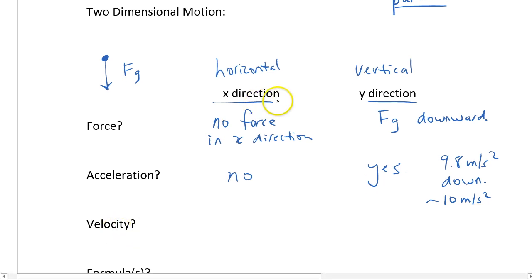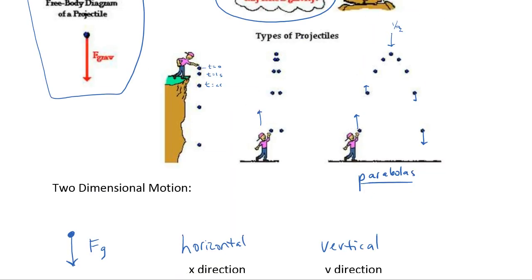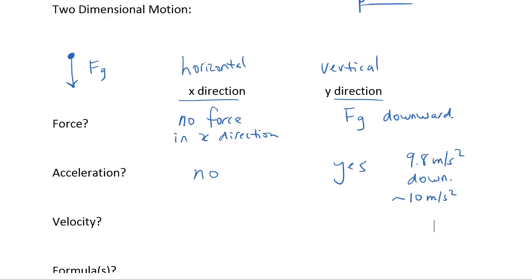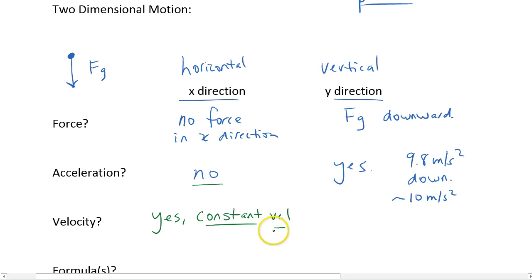How about velocity? Is there a velocity in the x direction? Well, in this example, not really, straight down. In this one, a little bit. In this one, definitely there's some motion in the x direction. So is there velocity? Yes. But because there's no acceleration, it has to be a constant velocity. Is there a velocity in the y direction? Yes. And it is a changing velocity.